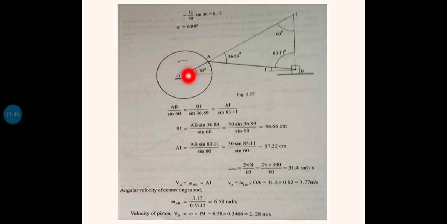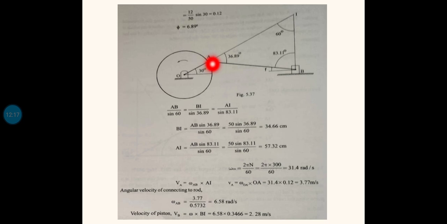Now from the geometry we can see that if you consider the triangle OBA, this is a right triangle. OB is parallel to the horizontal line. This is 90 degrees. Now this is given as 30 degrees, and if you take this small angle as phi, we can apply the sine rule here. From the sine rule, OA divided by sine of the angle opposite, phi, equals AB by sine 30. That is the general equation.